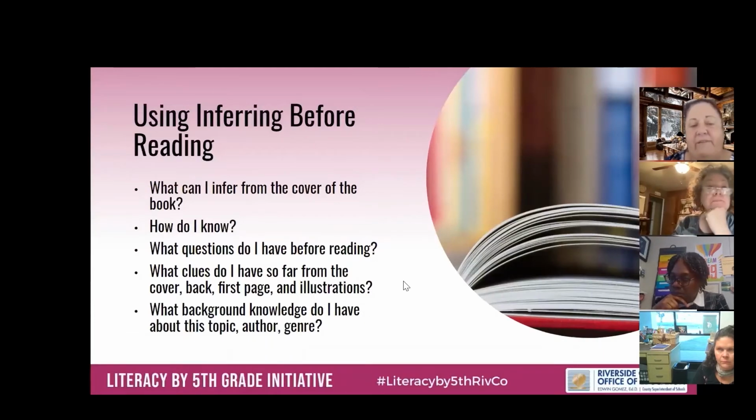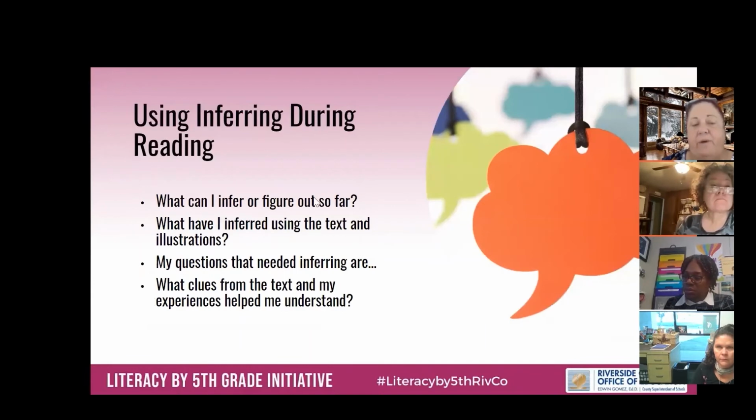And then I also gave you a set of questions that you can use while reading. I actually love making inferences before we read a text. What can we infer from the cover, the title, the genre, anything that we do in our initial browse? What background knowledge do I have? Can we make any inferences before we read? And then what can we infer while we're reading?